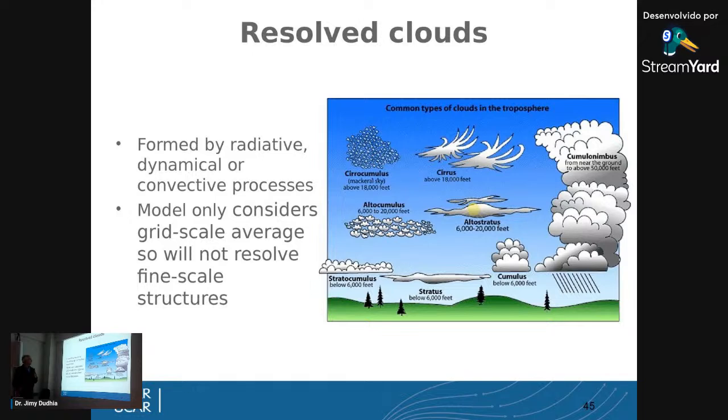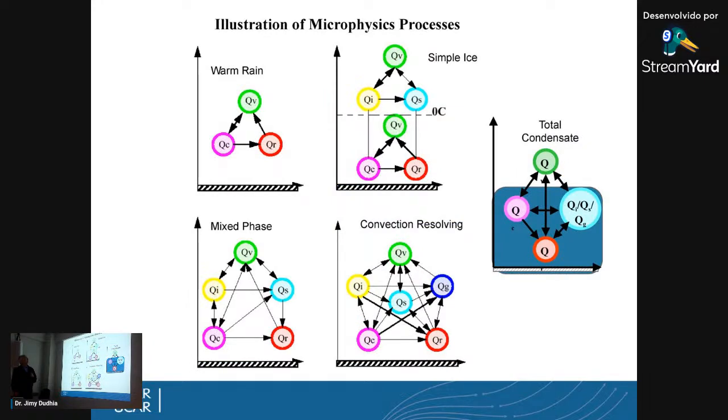The model only considers grid scale averages for clouds, so it will not resolve fine scale structures which are smaller than the grid size. We have multiple types of schemes involved, with different levels of sophistication. There's a warm rain scheme, which is really only good for idealized cases because it has no ice. In most parts of the world, you do need to consider ice clouds at some level.